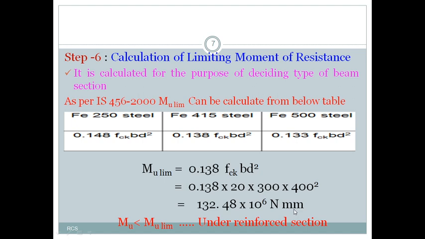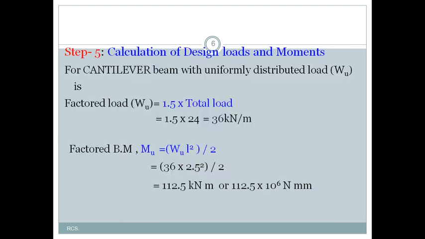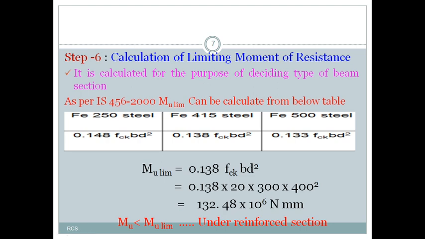So let us consider, now we know what is the value of factored bending moment and what is the value of limiting bending moment. Let's compare these two values and establish a relation between them. In the previous slide we have calculated the factored bending moment as 112.5 into 10 power 6 Newton mm, and here the limiting moment of resistance is 132.48 into 10 power 6 Newton mm. So here our limiting moment of resistance is more than the factored bending moment.